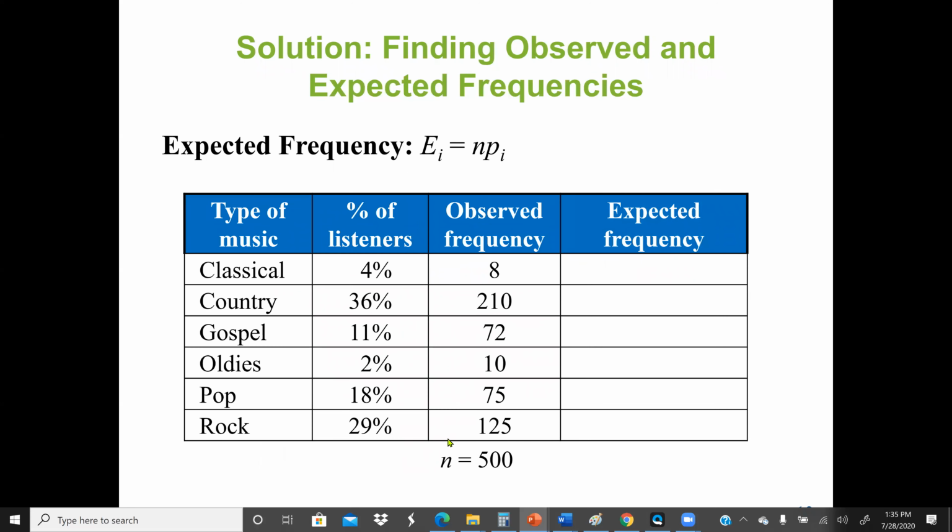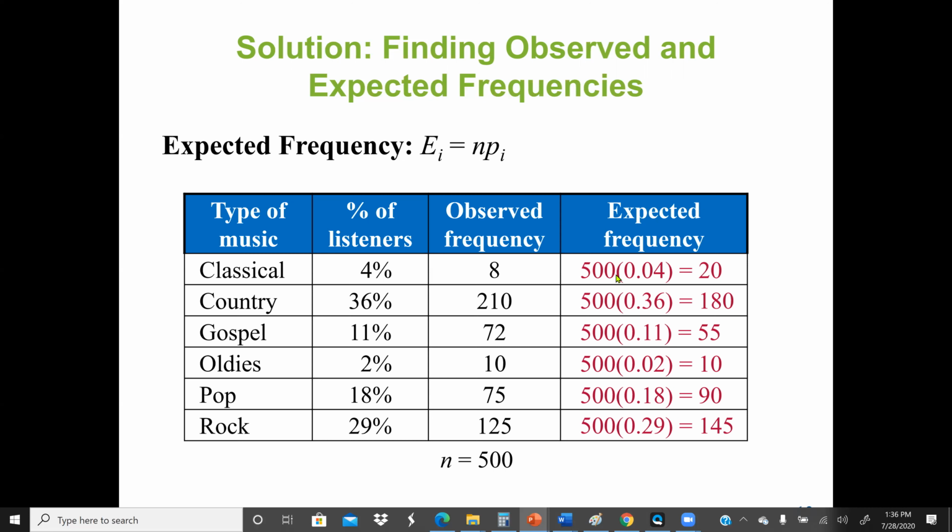Remember, expected frequency is the one we have to calculate, and it is the sample size times the probability of that very category, or N times Pi. So you can see the first, 4%, will be 0.04 times N. N is 500. We're going to use 500 throughout. So what we change will be the Pi, the probability of that category. It's 4% here, 36%, 11%, 2%, 18%, and 29%.